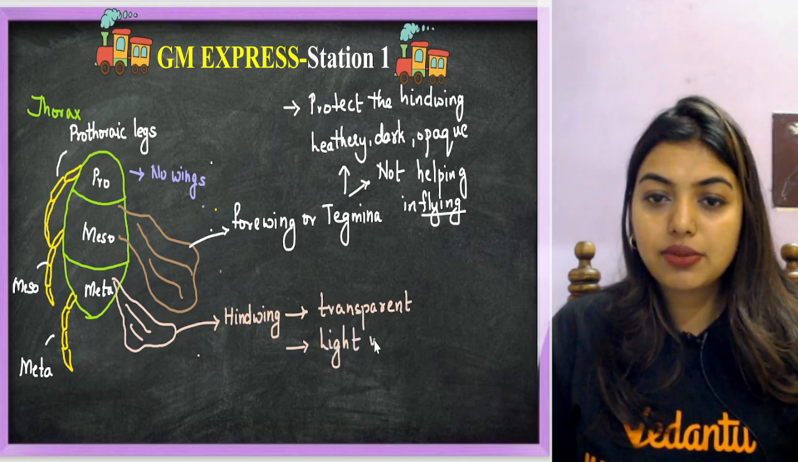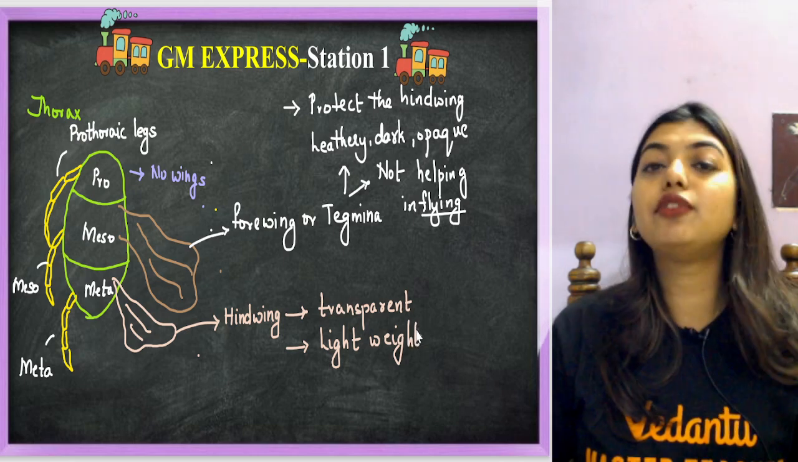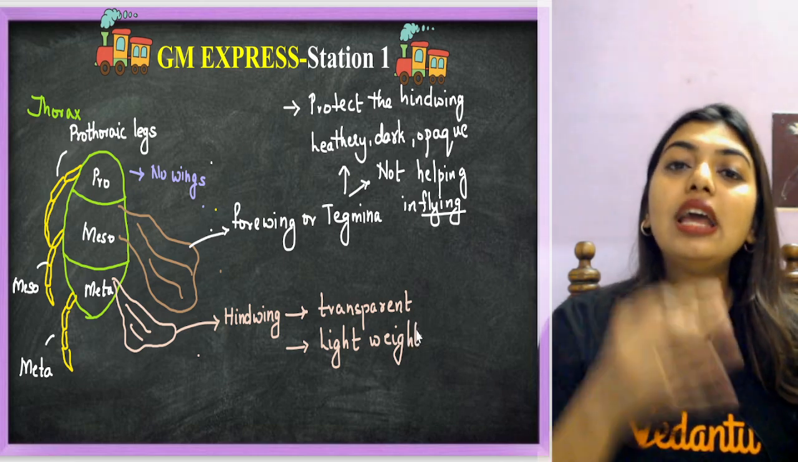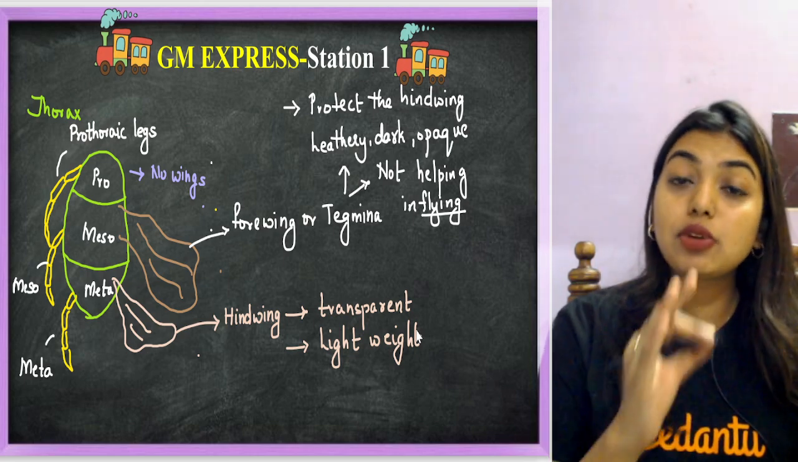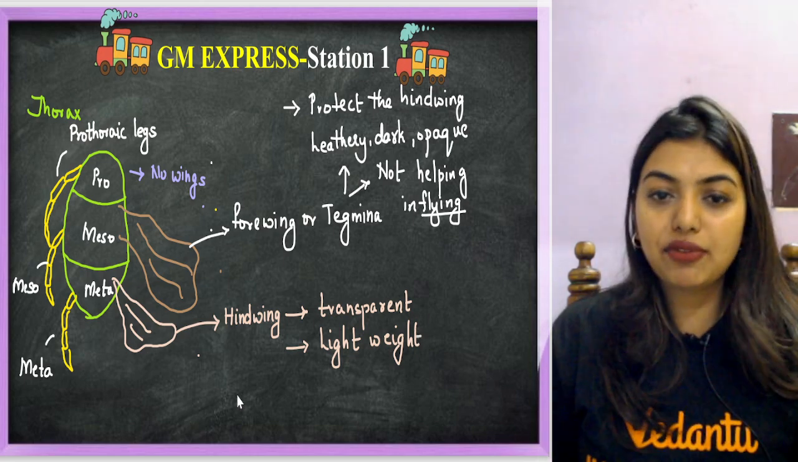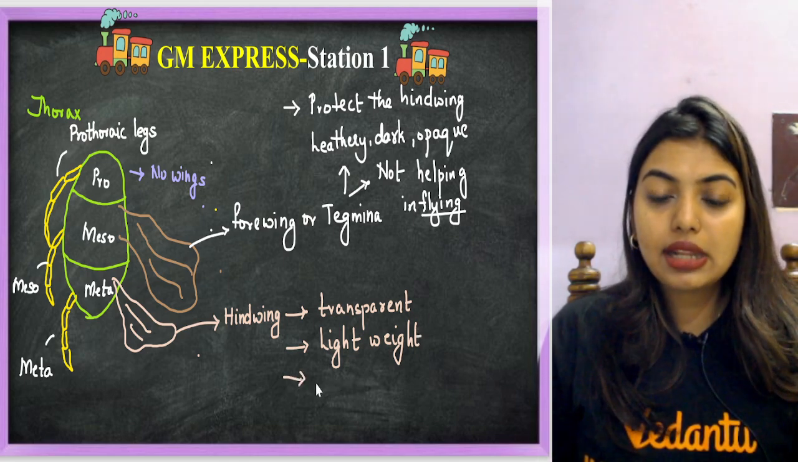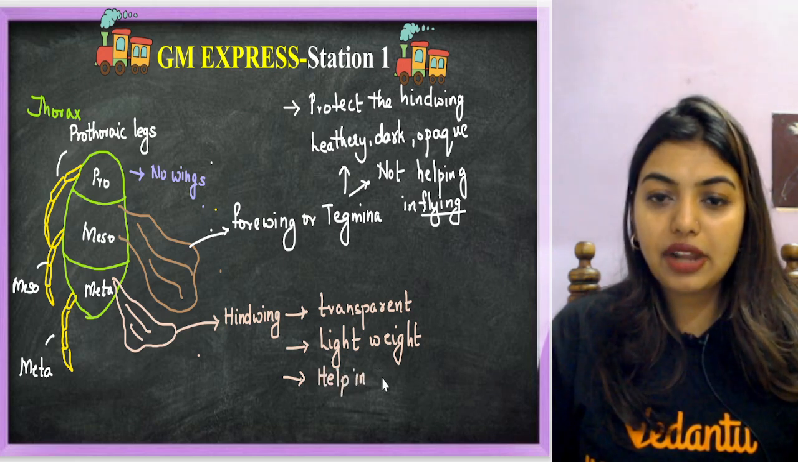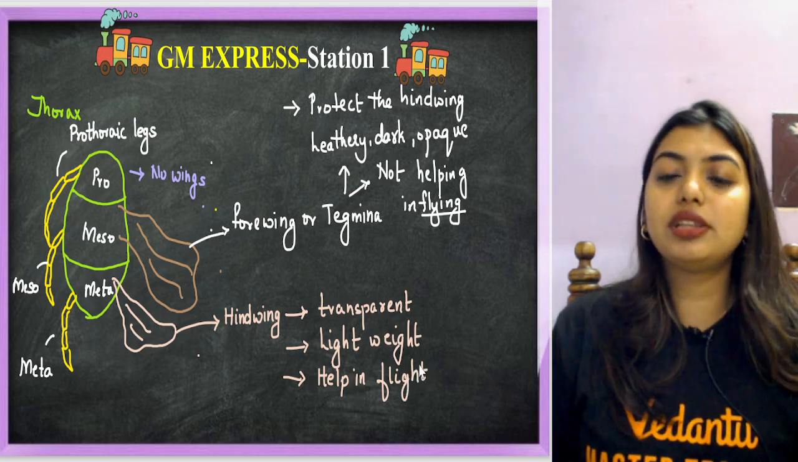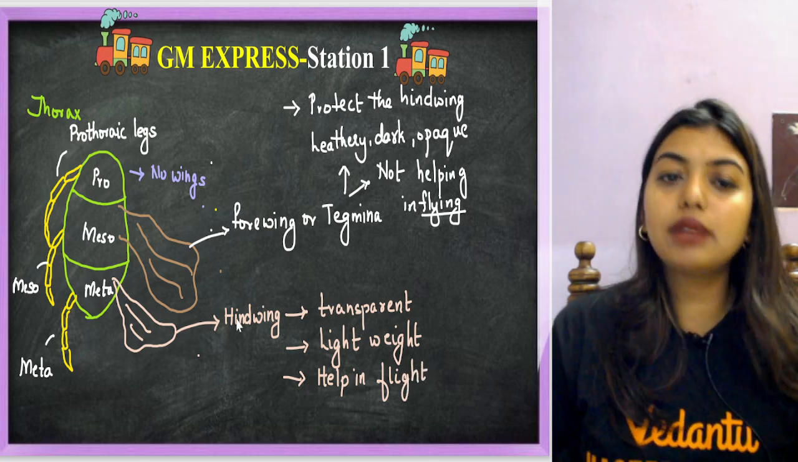Okay, lightweight. So that is the reason why they have given 4 wings, because if 4 wings is not there, hind wings will not get protected. Yes or no? To protect the hind wings, because this is the one which is actually going to help in flight. So this wing is being protected by 4 wings.